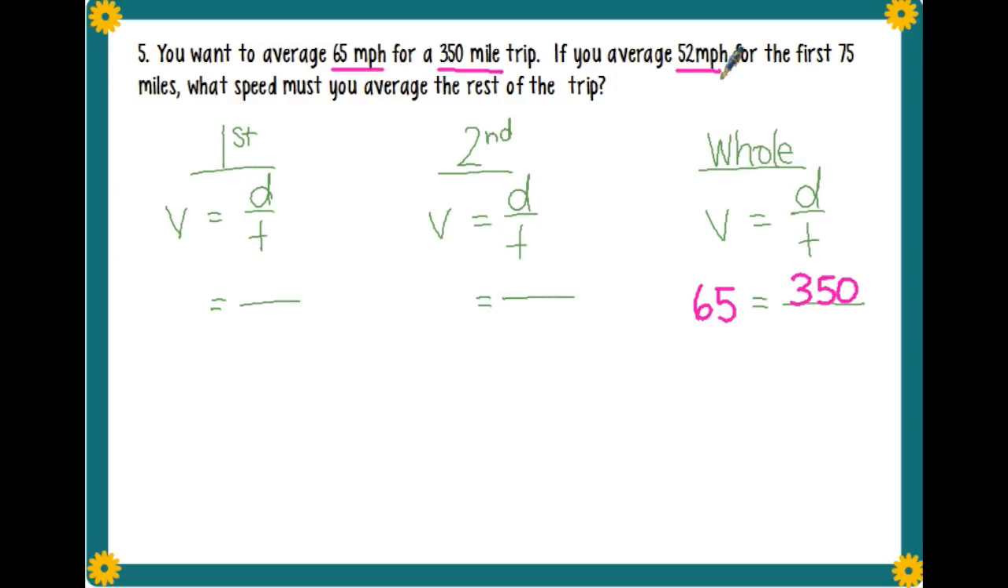If you average 52 for the first 75 miles, so this is the first part of the trip. So 52, that's the velocity. 75 miles, that's the distance. And I'm looking for the speed for the rest of the trip. Remember, the only way to find v is if I know this d and this t. I could find the distance right now. I know the whole trip was 350 miles, and I already did 75 miles in the first part of the trip. So subtract to see how much distance is left for the second part of the trip.